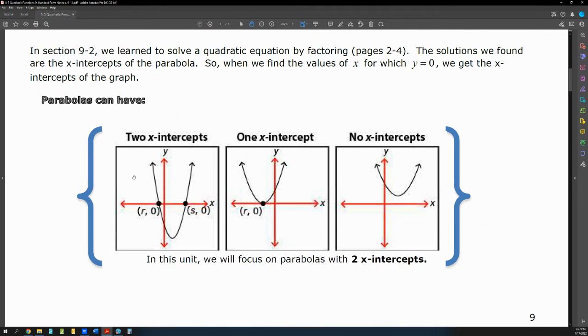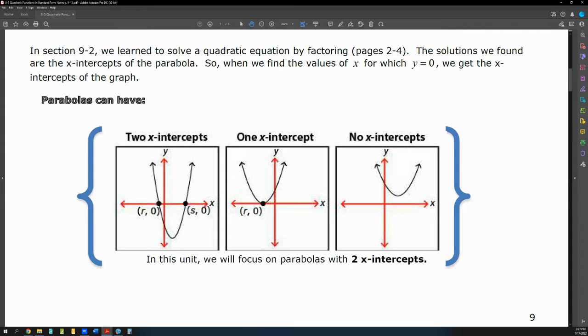In section 9.2, we learned how to solve a quadratic equation by factoring. And this was when the equation was equal to 0. And so when we would solve this, we could use the zero product property to find solutions for x. Now, if we have an equation that is equal to y, we can set y equal to 0, and then suddenly our equation is equal to 0. And we can solve, similarly, using the zero product property to get the x-intercepts.